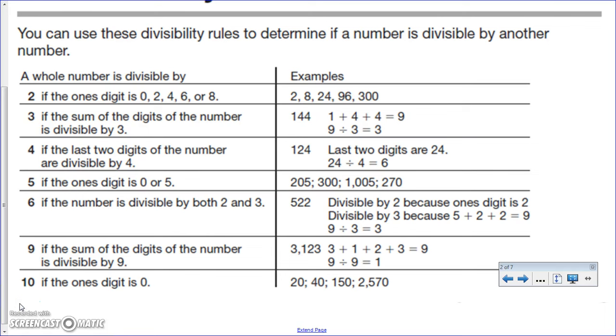A whole number is divisible by 9 if the sum of the digits of the number is divisible by 9. So it's the same test we used for the 3, it's just a bigger number. So for 3,123 in our example, 3 plus 1 plus 2 plus 3 equals 9. 9 is divisible by 9. It equals 1. So we know that 3,123 is evenly divisible by 9. Finally, a whole number is divisible by 10 if the ones digit is 0. So 20, 40, 150, 2,570 are all examples of that.